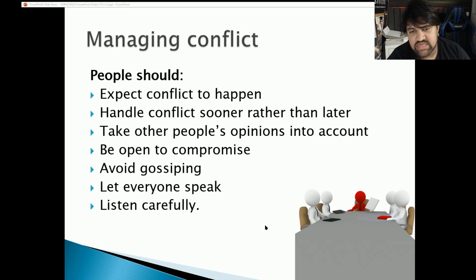Managing conflict. People should expect conflicts to happen. They should handle conflicts sooner rather than later. Take other people's opinions into account when dealing with conflicts. Be open to compromise. Avoid gossiping. Let everyone speak and listen carefully.